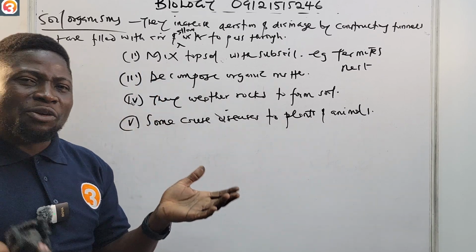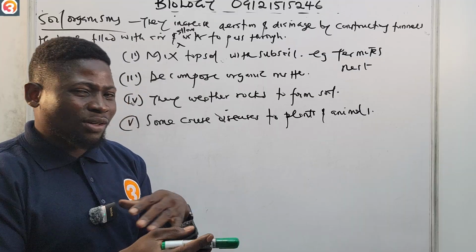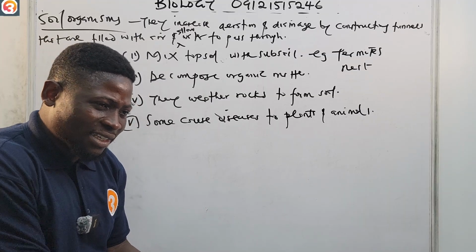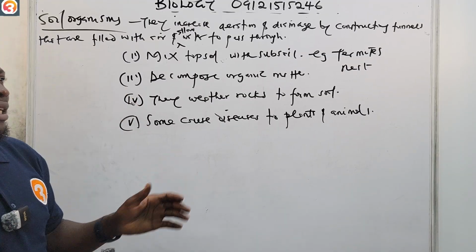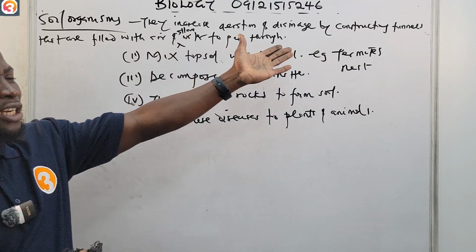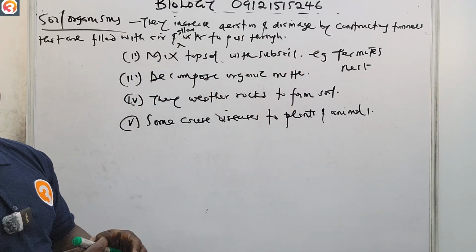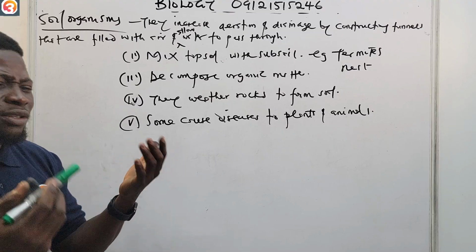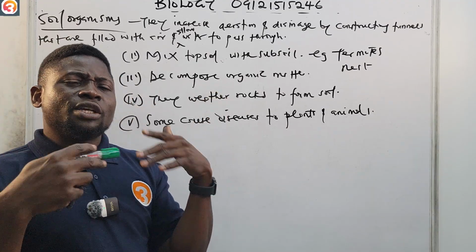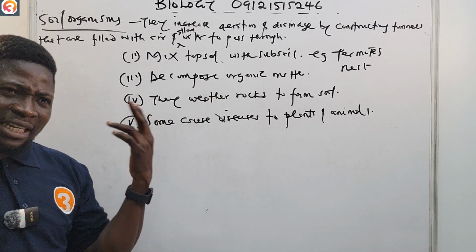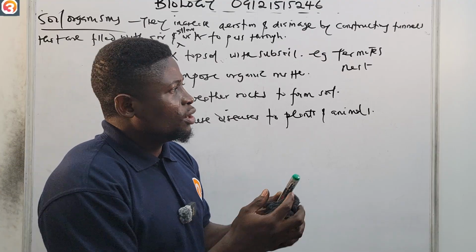Like soil organisms, take the earthworm, for example. Look at how it digs into the ground. They build tunnels, and that's what they say here: they increase aeration and drainage by constructing tunnels that are filled with air. So it's as simple as that. You try to build your imagination when you read, so that retention will be much, much better. All right, so now let us continue.